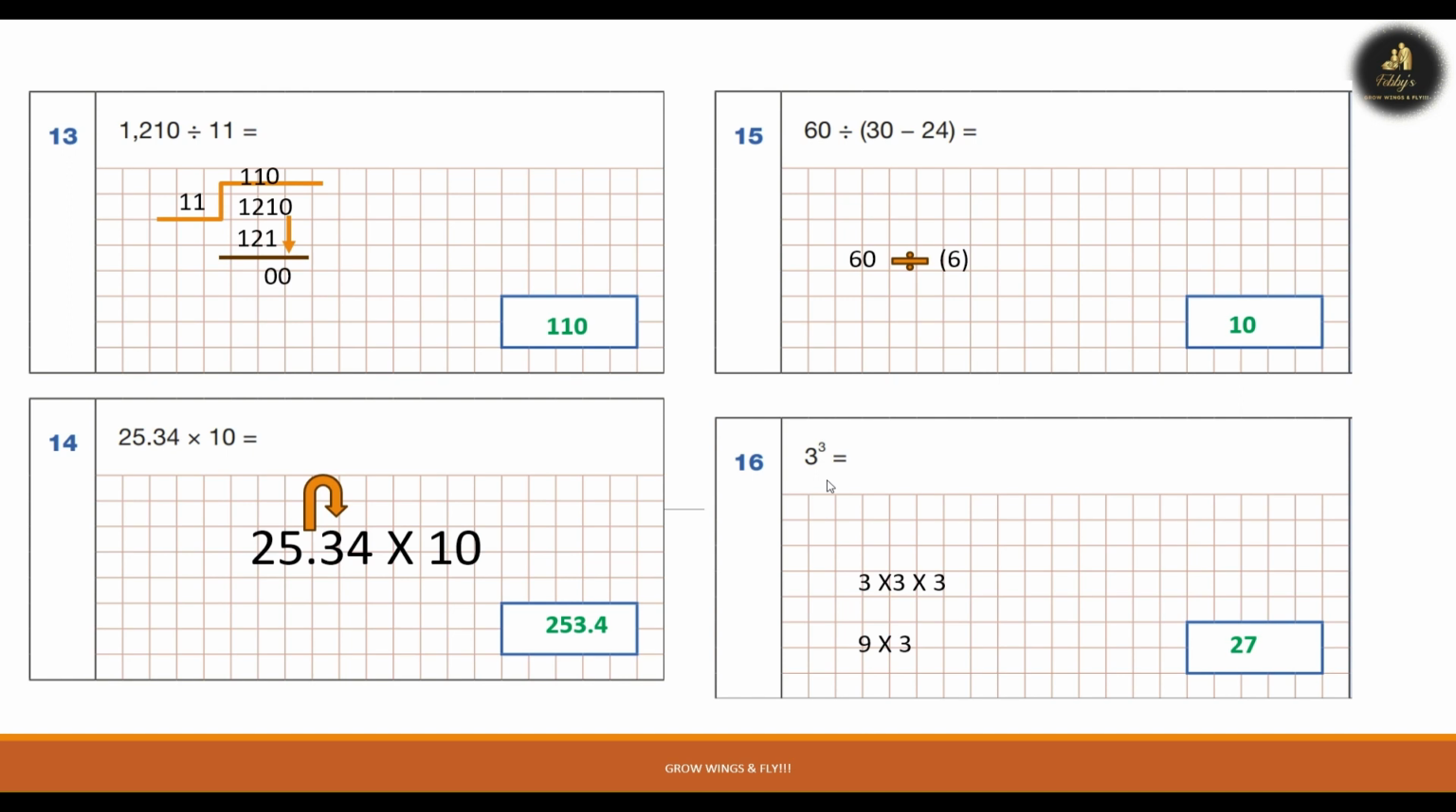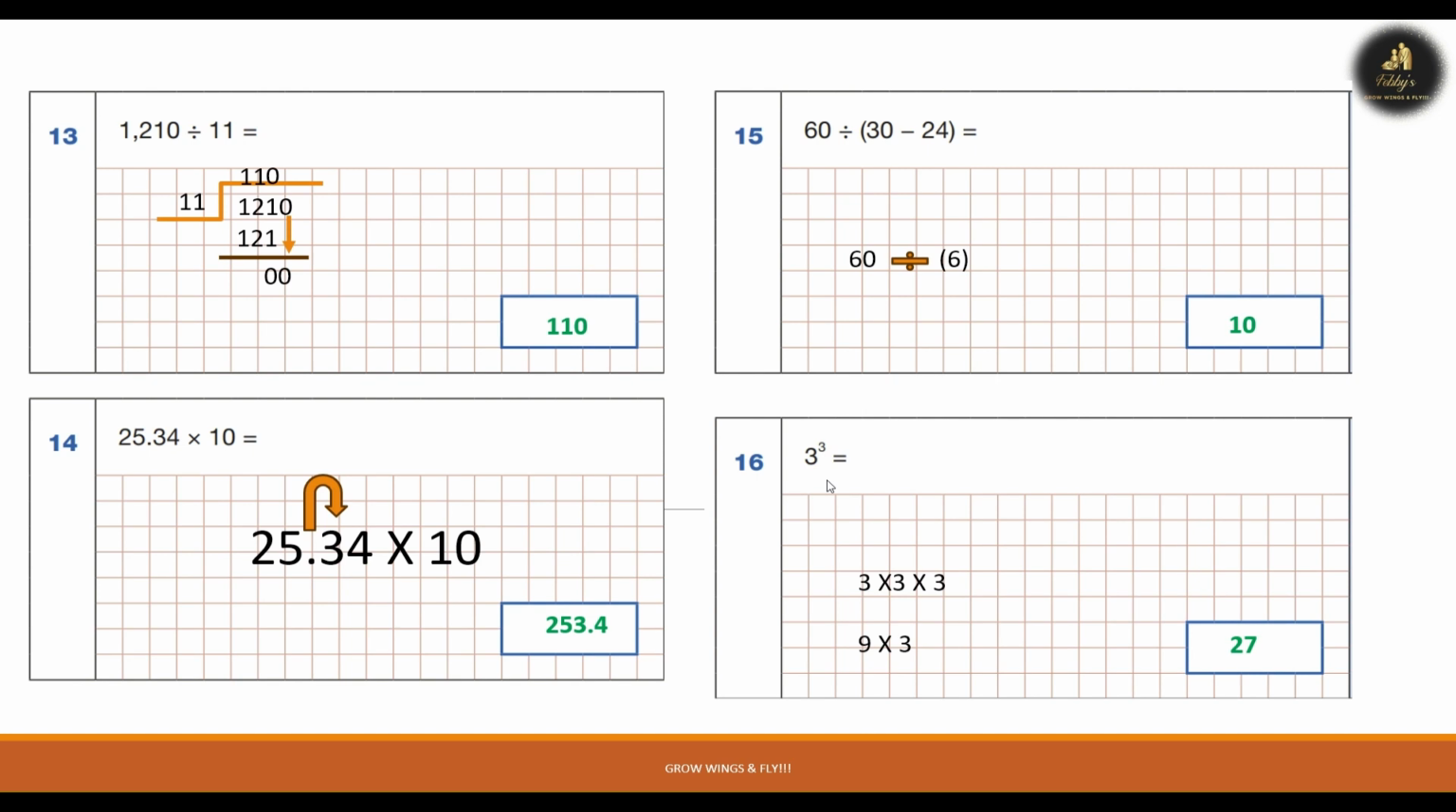In question 15, we need to use a bit of BODMAS or BIDMAS. We find the solution to what is given in the brackets first. In this case, we get 6. So, 60 divided by 6 is 10. Question 16 is 3 cubed. This means that you do 3 times 3 times 3. Multiply 3 with itself 3 times, which will give us the answer. The answer is 27.